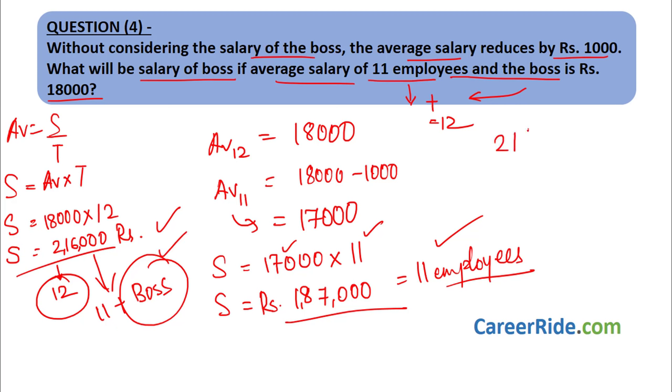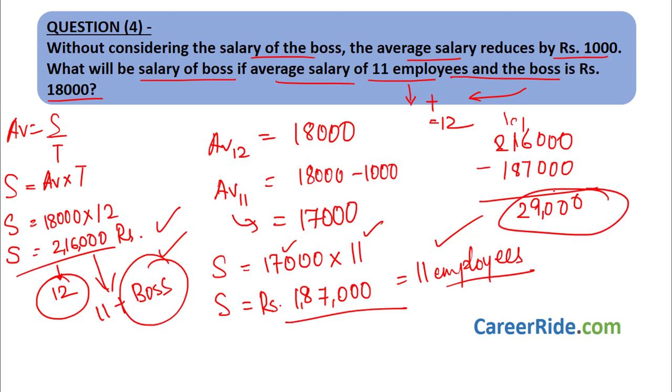So 2,16,000 minus 1,87,000 would give us the salary of the boss. 16 minus 7 is 9. 0, 10 minus 8 is 2. 29,000 is the salary of the boss.